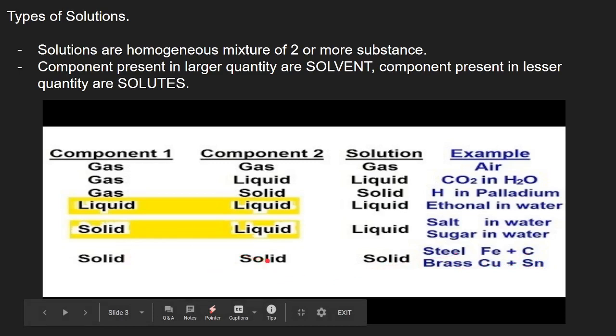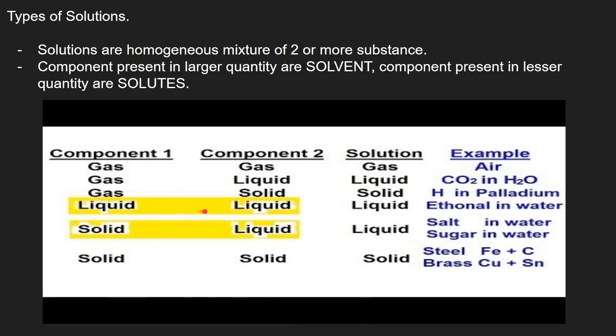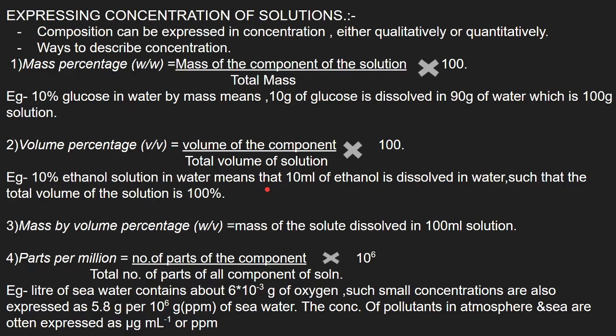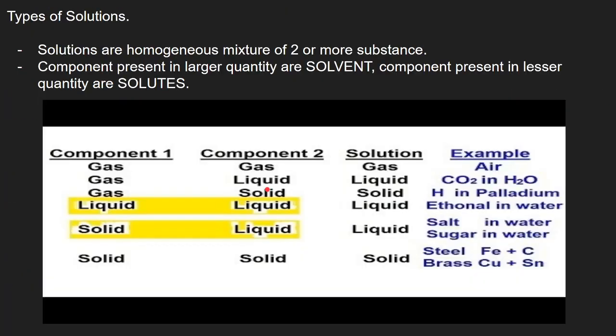So when you're mixing two substances together, you're forming a mixture. And these all are the examples: one example of gas, one example of gas-liquid, one example of gas-solid. Then examples of liquid and solid-liquid, and the last example is of solid. Okay, so this was about types of solutions.